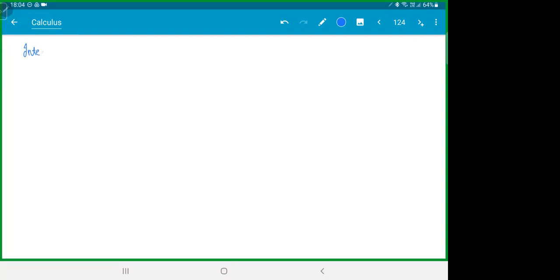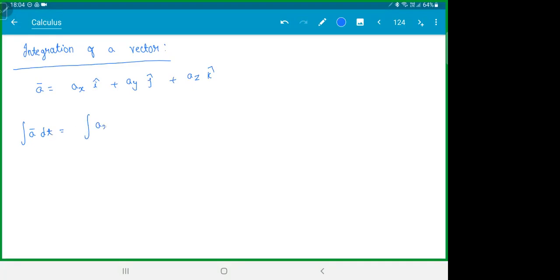Integration of a vector. How do you integrate a vector? The same way we did for differentiation, there is no difference. If you have a vector a bar, which is ax i cap, ay j cap, az k cap, and someone asks you to integrate the vector a dt, this would be integral ax dt i cap plus integral ay dt j cap, and so on. So each component you just integrate. If you remember, we did the same thing in differentiation: we just differentiated each component without actually affecting it. So that's how you integrate a vector.